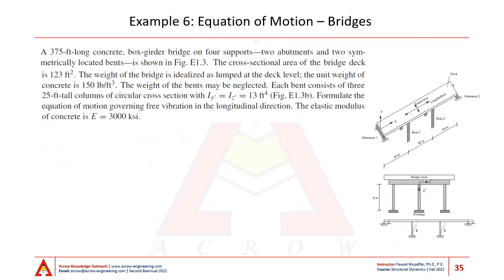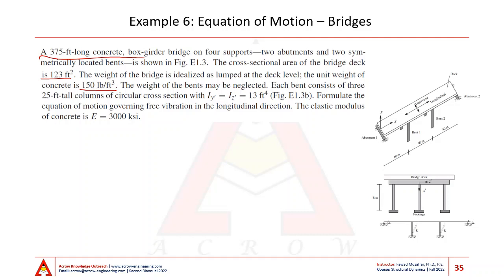Lastly, consider the example of a 375 feet long box girder bridge on four supports, that is, two abutments and two symmetrically located bends. Each bend consists of three columns. The cross-section area of the bridge deck is 123 feet square. The unit weight of concrete is 150 pounds per cubic foot. The weight of the bends can be neglected for inertial effects.